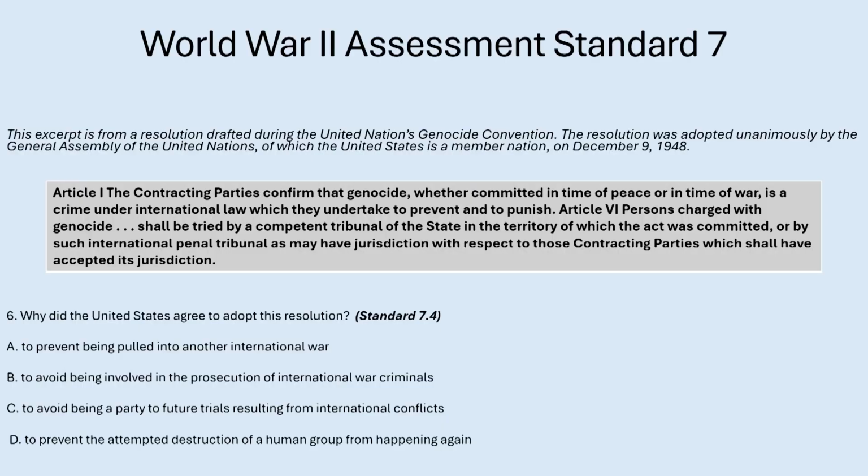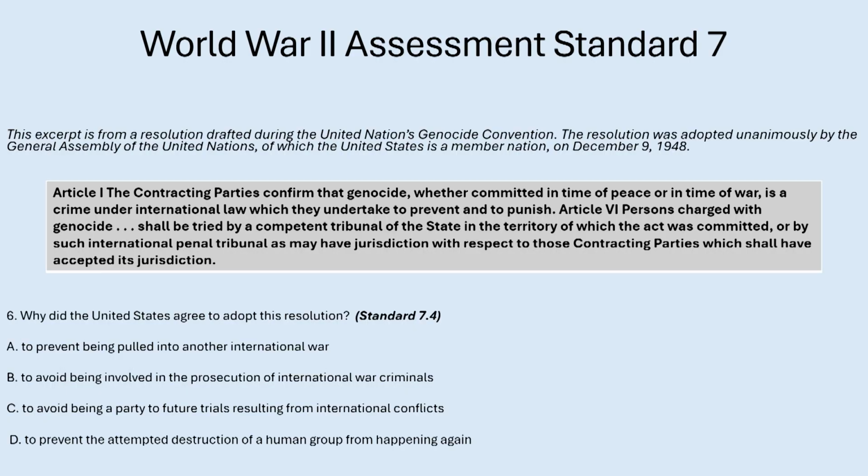This excerpt is from a resolution drafted during the United Nations Genocide Convention. The resolution was adopted unanimously by the General Assembly of the United Nations, of which the United States is a member nation. On December 8, 1948, Article 1, the contracting parties confirmed that genocide, or the destruction or killing or murder of a race, whether committed in a time of peace or wartime, is a crime under international law which they undertake to prevent and to punish. Article 6, persons charged with genocide shall be tried by a competent tribunal of the state in the territory of which the act was committed, or by such international penal tribunal as may have jurisdiction with respect to those contracting parties which shall have accepted its jurisdiction.